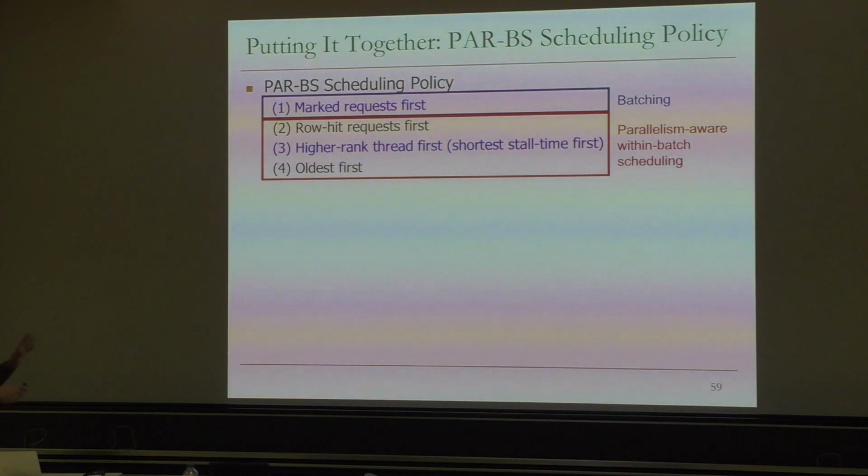And there's a debate as to which one should be first. Right? Should you prioritize row buffer hits over higher ranked threads? Clearly, higher ranked thread first is the shortest stall time first ranking. But there's also row buffer locality. And these are at odds with each other, as I said, right? The paper looks at reordering this, making higher ranked thread first the higher priority and row hit request first the lower priority. It turns out there's very little difference between them.